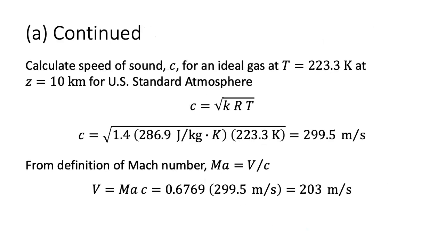Next, to get the velocity from the Mach number, we first need to calculate the speed of sound. Again, assuming air is an ideal gas, we can use the simple relationship that the speed of sound is equal to the square root of the specific heats ratio times the gas constant for air times the absolute temperature. Again, we use the U.S. Standard Atmosphere to look up the temperature of 223.3 Kelvin at the specified elevation of 10 kilometers. Plugging in values, we get a speed of sound of 299.5 meters per second. Multiplying this by the Mach number obtained earlier, we get a velocity of 203 meters per second.